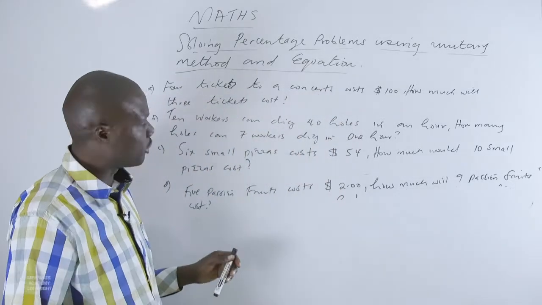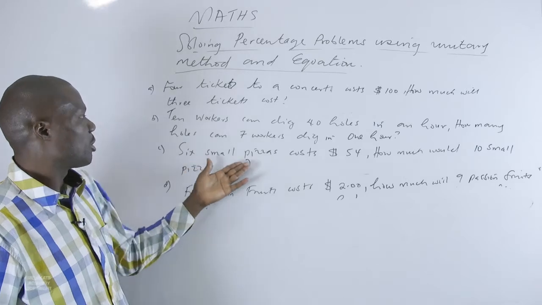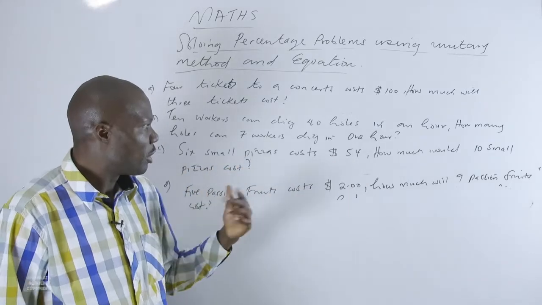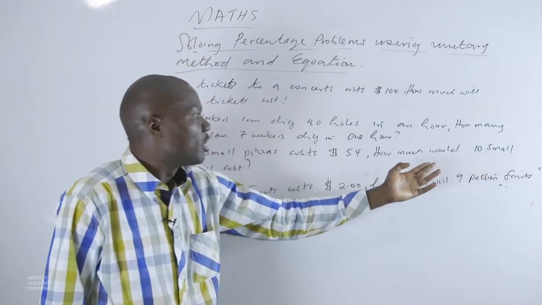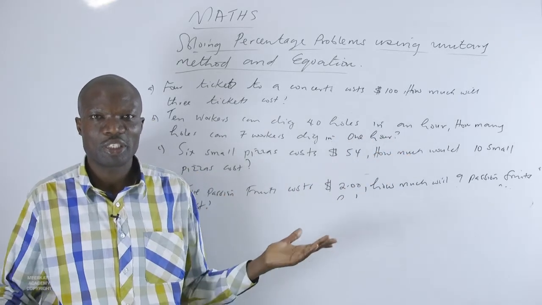For these others, I want you to just look at them and work out and find the solution. 6 small pizzas costing $54. How much would 10 small pizzas cost?